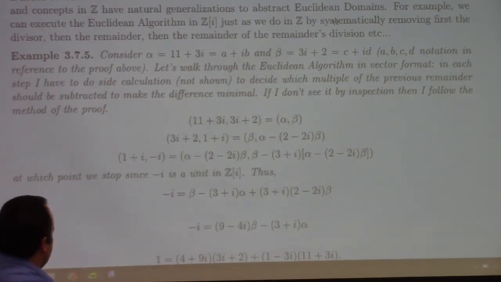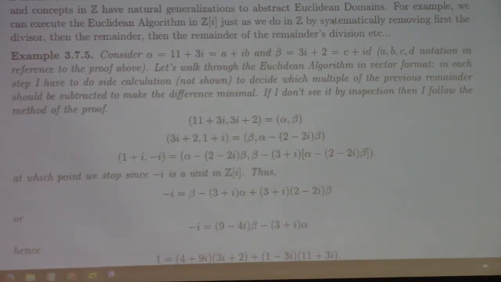Anyway, it's a mess. But the usual Euclidean algorithm, well, I think you really have to do a homework problem on this to understand it. I hope I've assigned you one. Anyway, after I complete the algorithm here, I eventually get to the point of realizing that minus i is equal to 9 minus 4i times my beta minus 3 plus i times my alpha, where alpha and beta are the original two numbers. I'm asking how they are related. So it turns out you can build a unit in the Gaussian integers as a linear combination of these two guys, which is to say that they're, in some sense, relatively prime.